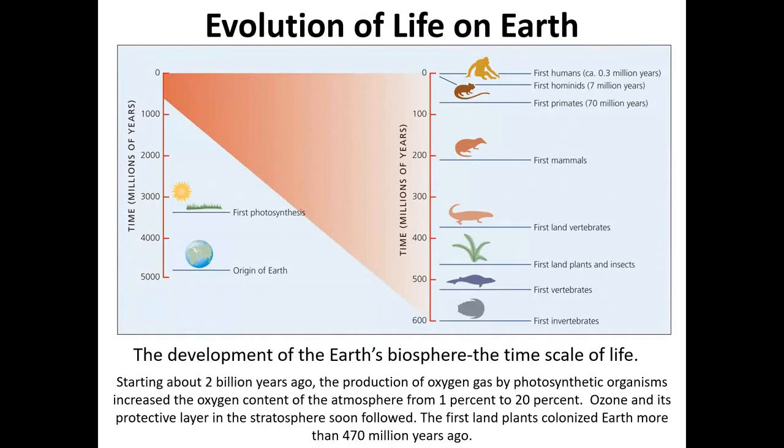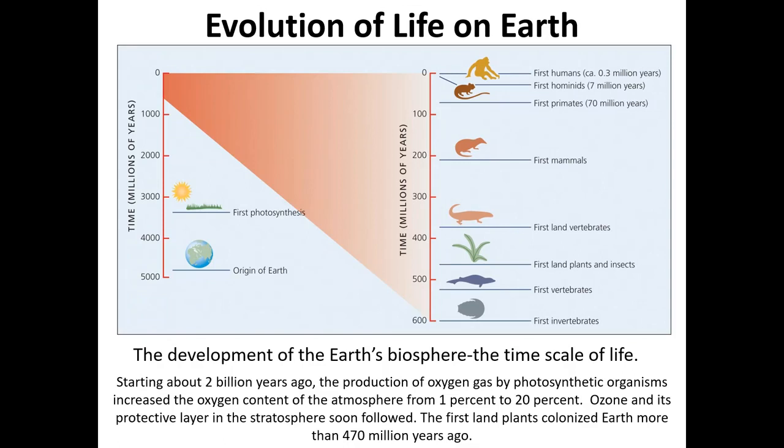First land vertebrates, first mammals, and so on. There were mammals that overlapped with dinosaurs by tens of millions of years. And then first primates about 70 million years ago, or right before the dinosaurs went extinct. The first hominids, the first primate-like human creatures, were about 7 million years ago. And the first humans, what we would think of as people today, go back about 300,000 years. So this kind of shows the evolution of life on Earth.